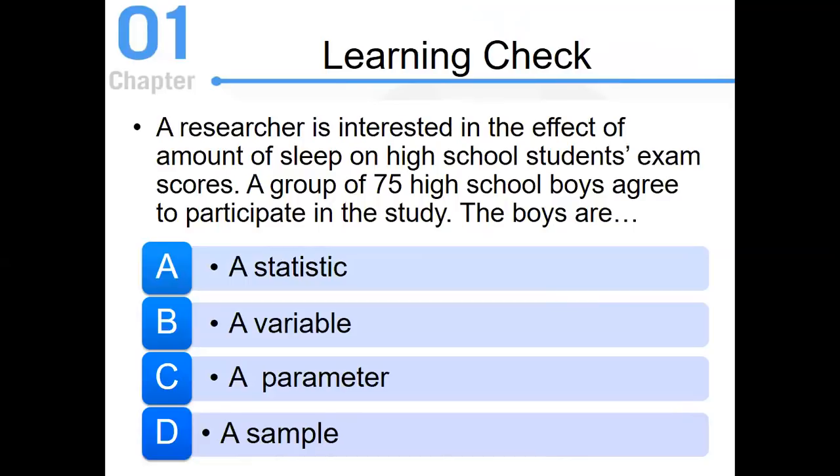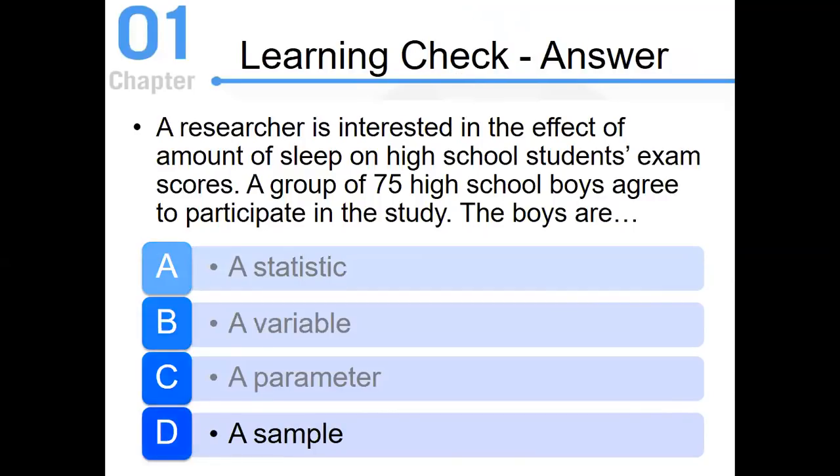Okay, so we're interested here in sleep and high school student exam scores, right? Our entire population is high school students. Now, we can't access all high school students all over the world. Very difficult, very expensive, logistically almost impossible, but we can get 75 high school boys, maybe from Tucson School District. Those boys are an example of a sample. They are a subset of the population.